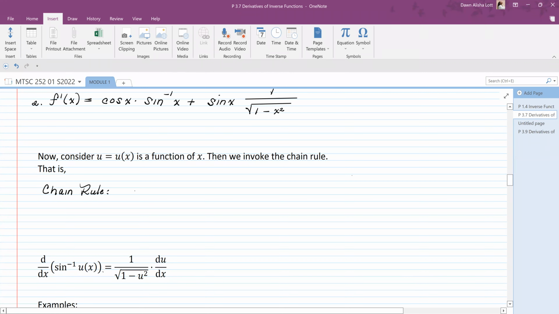Okay, so let's do a little bit with the chain rule. We want to say y is a function of u, and u is a function of x. Then in order to find dy dx, you have to find the derivative of y with respect to u times the derivative of u with respect to x. So what does that mean?